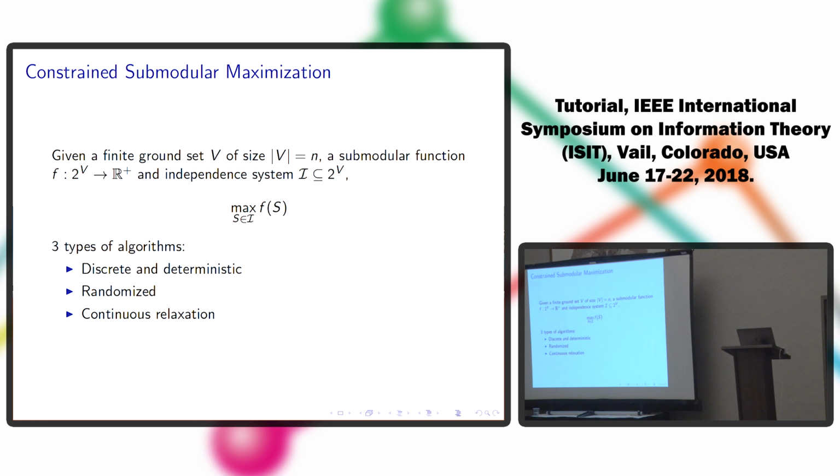So basically, there are three types of algorithms. The simplest ones to explain are the discrete and deterministic algorithms. These are the first that we are going to see. Then we are going to look at the randomized algorithms. And again, we are going to see the continuous relaxations, exactly the same way that we had for the minimization, but a different sort of relaxation.